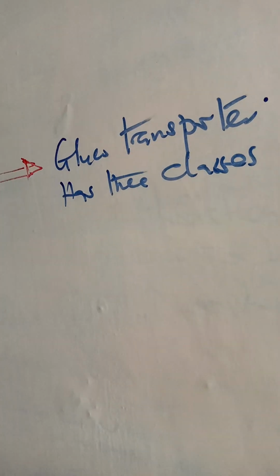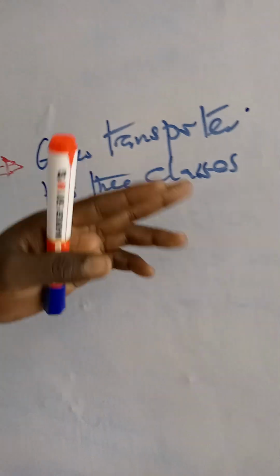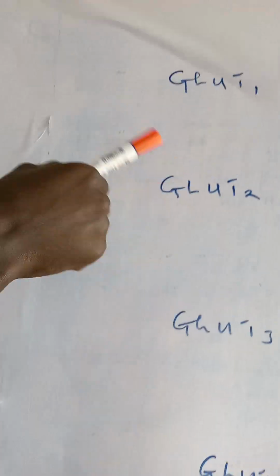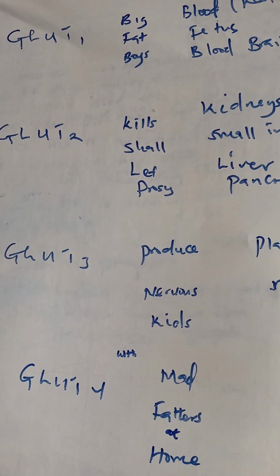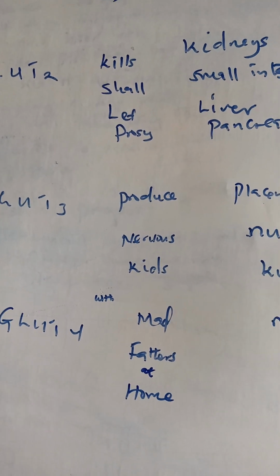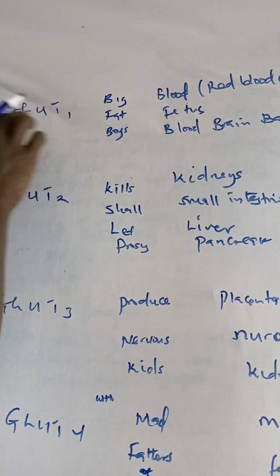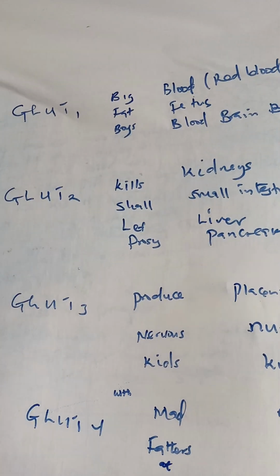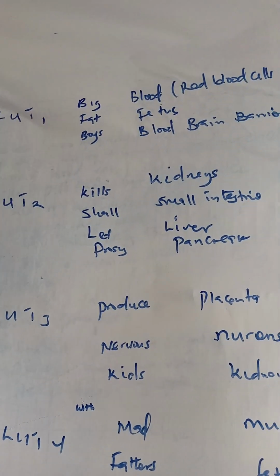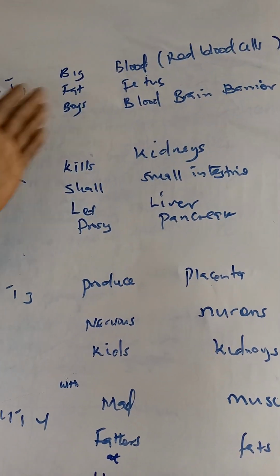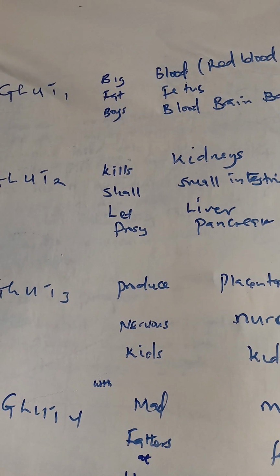In this case, we are going to look at only the first class, and that is glucose transporter 1, glucose transporter 2, glucose transporter 3, and glucose transporter 4. This is the first class of the glucose transporter. Now, glucose transporter 1 transports to the red blood cells, and then also to the filters, and also to the blood-brain barrier.